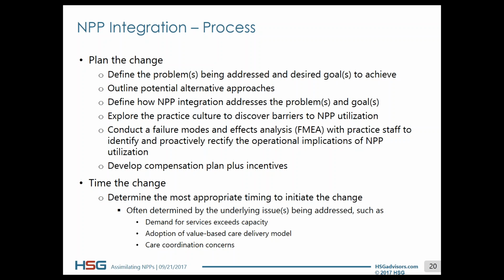Once the integration is planned, it becomes a matter of timing. The most appropriate timing will depend on the underlying issue to be addressed. If it's an issue of demand for services exceeding capacity, that might be a little bit more urgent. It could be associated with adoption of a value-based care delivery model, which might be more deliberate, or might be part of a care management and care coordination program as well.